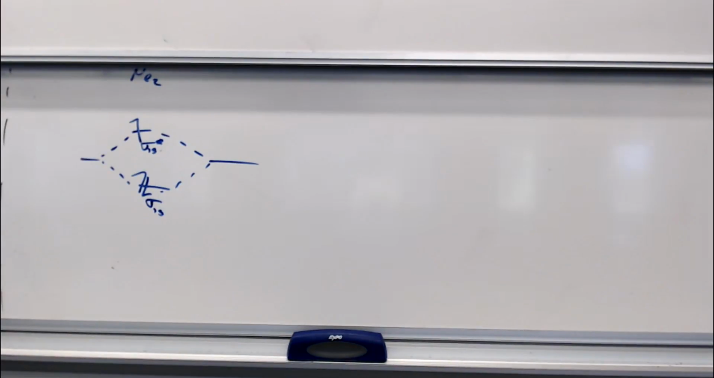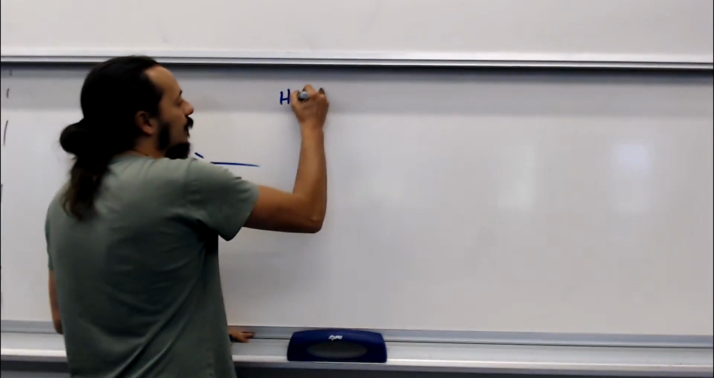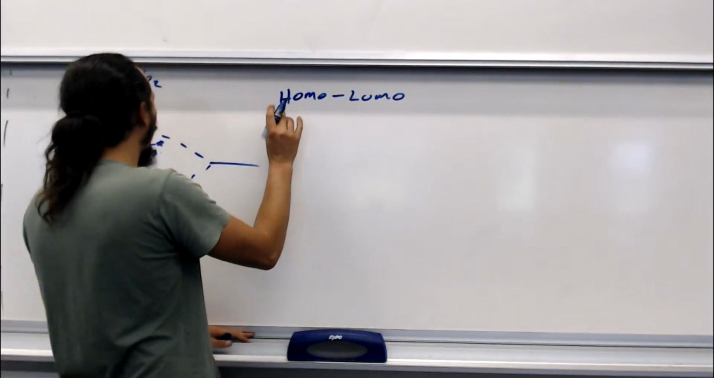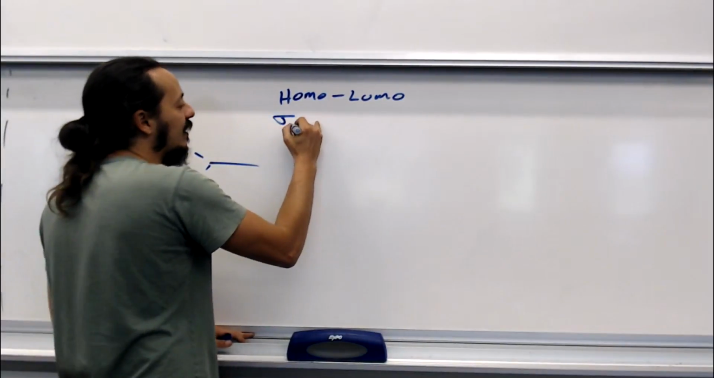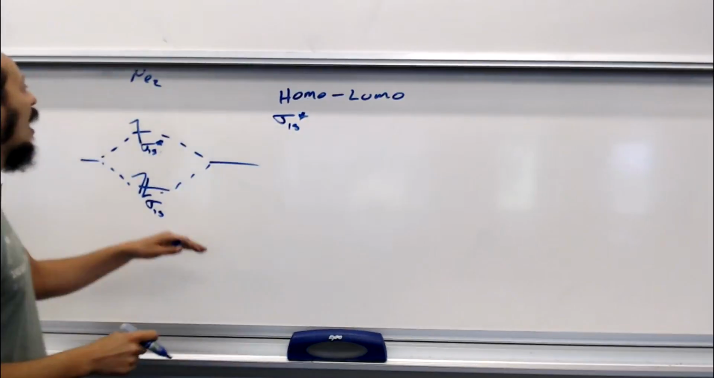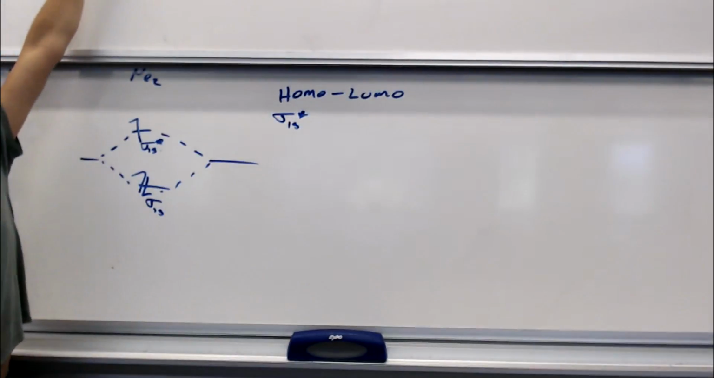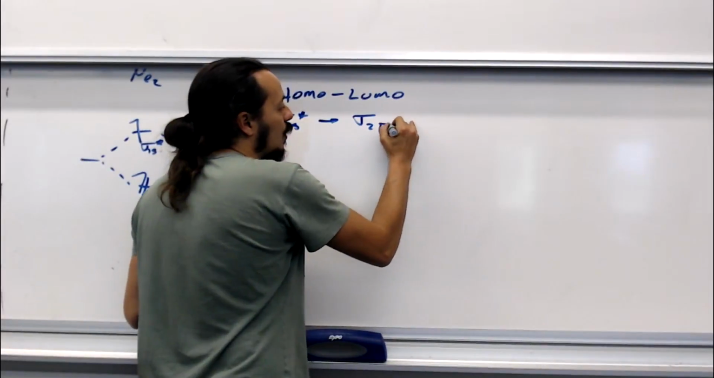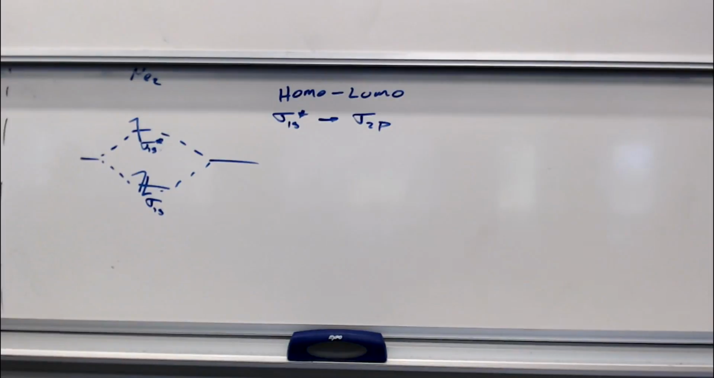Can you go to the 2s? We didn't draw it, but it still exists up here, right? So that's actually going to be where your gap is. In this case, your highest occupied is going to be the sigma 1s star. Your lowest unoccupied is going to be all the way up here at the sigma 2p. Don't forget that just because we don't draw the orbitals doesn't mean they don't exist up there.